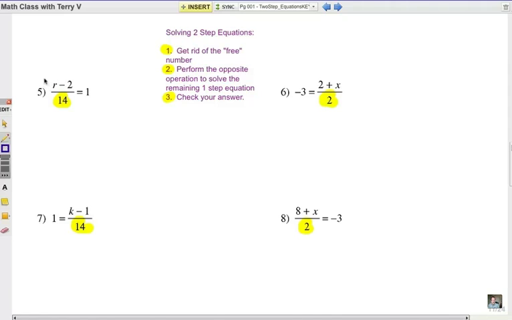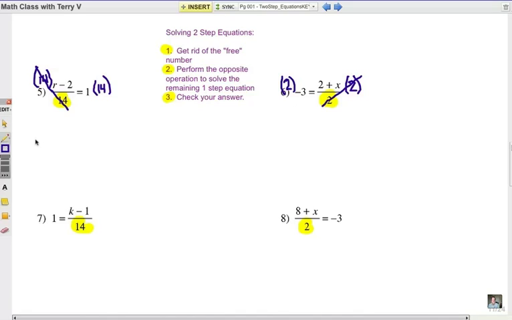So for this two-step equation, we're going to multiply each side by 14. And now they cancel out. All right, in number 6, you're going to multiply both sides by 2. And I'm going to show the multiplication with a set of parentheses. You could use a dot. All right, go ahead and hit pause and try the rest.